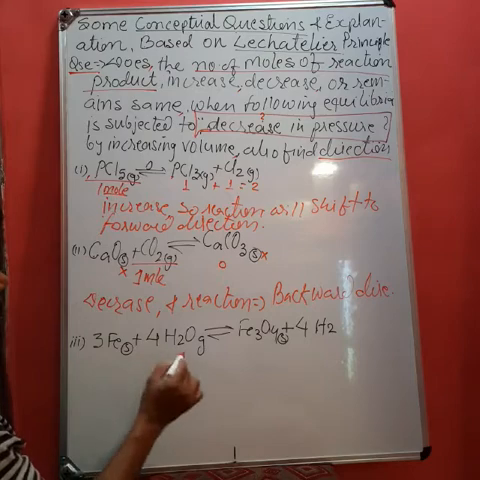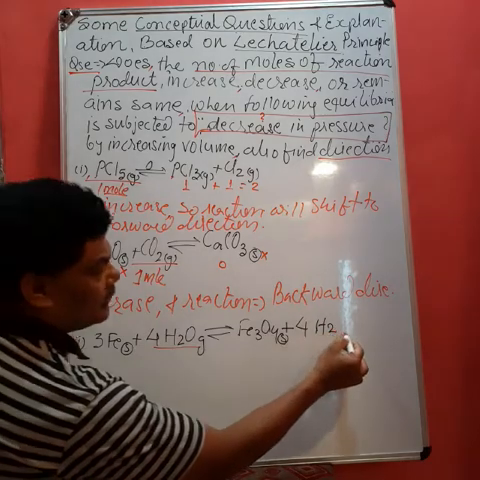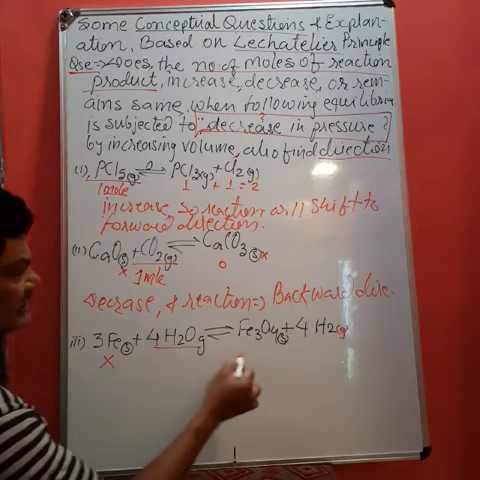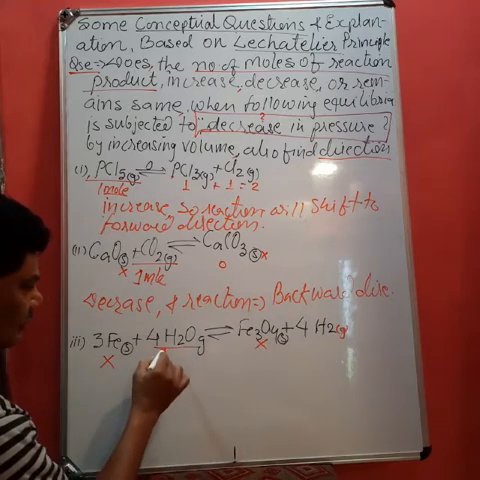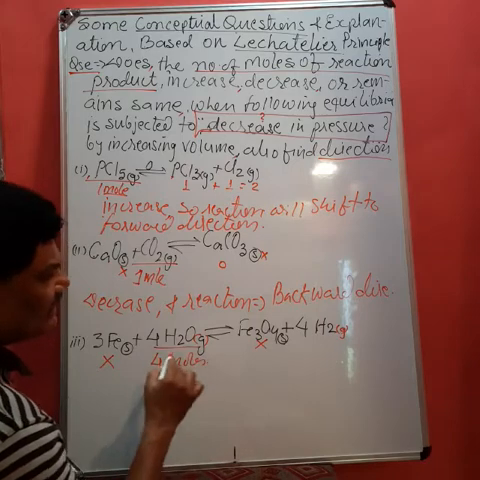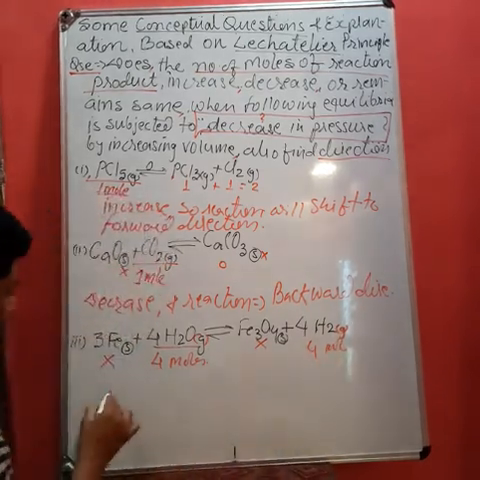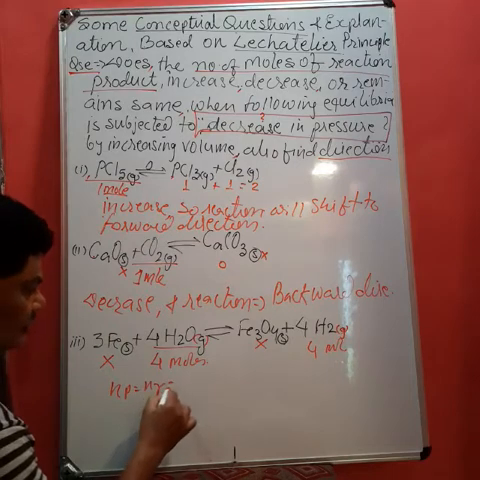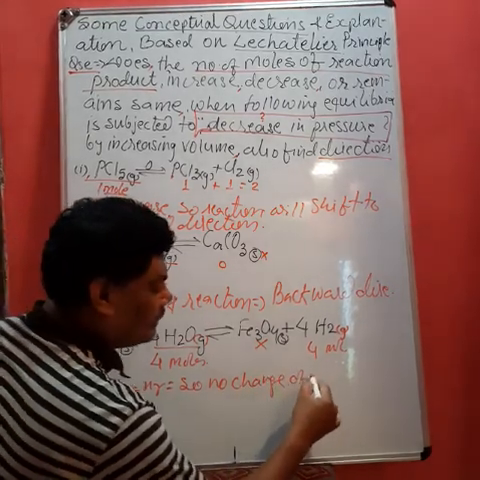Question number 3. 3Fe solid reacts with steam to form Fe3O4 solid plus 4H2, and 4H2 is gas. So again, the moles of solid substances are not counted. Therefore we will count only gaseous substances. So how many moles are there? 4 moles are there. And how many moles are here? Again, 4H2 is gas, so 4 moles. So here Np is equal to Nr. So no change in pressure effect.